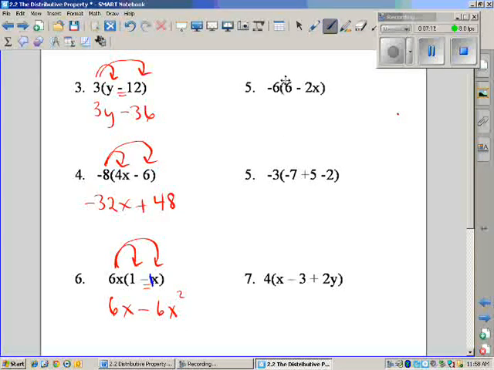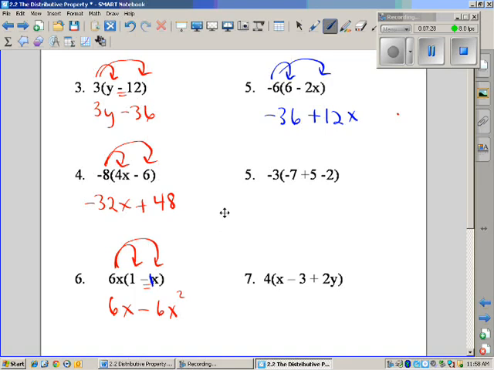Let's go up to the first number 5. Negative 6 times positive 6, negative 36. Negative 6 times negative 2x, and I get a positive 12x.